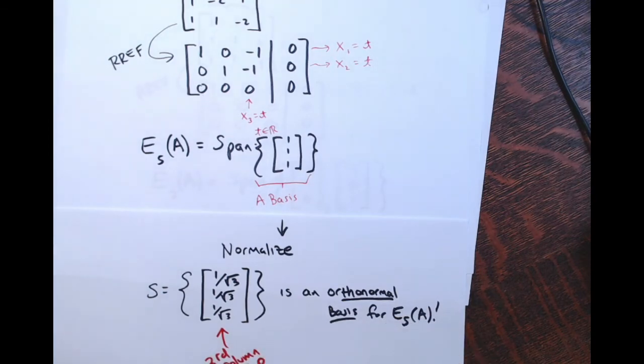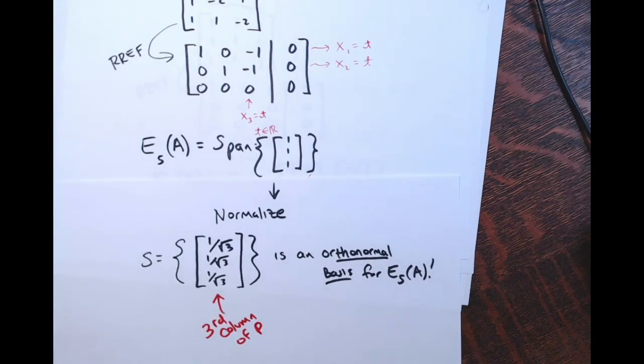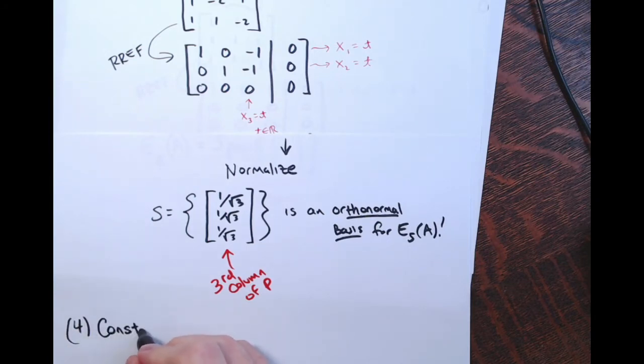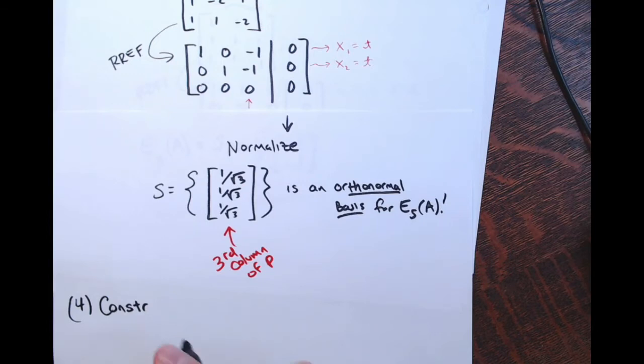All right, third column of P. All right, so this brings me to the next step. Once you've found these, once you've constructed these orthonormal bases for the eigenspaces, then the next step: construct matrix P that will orthogonally diagonalize A.